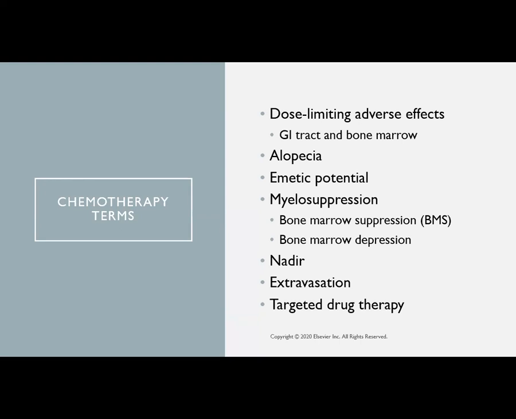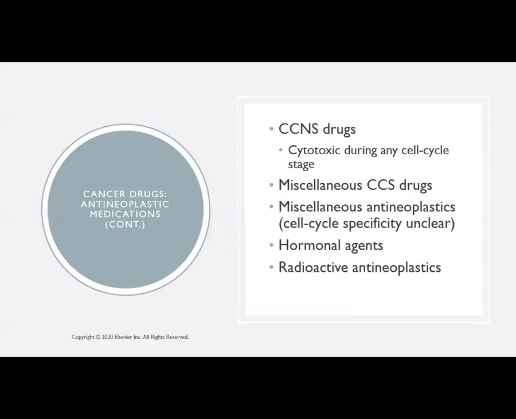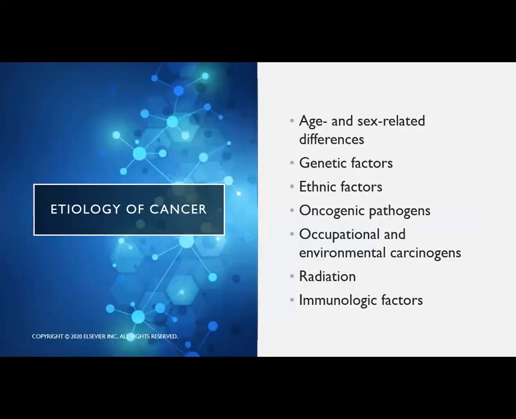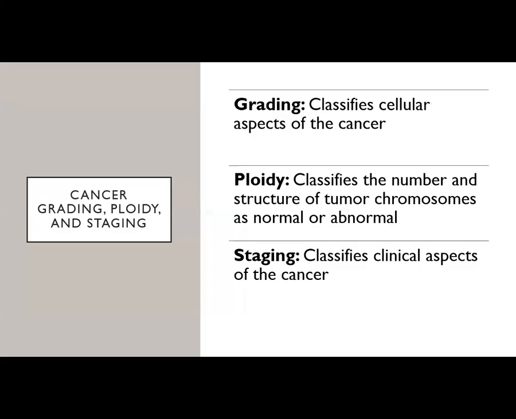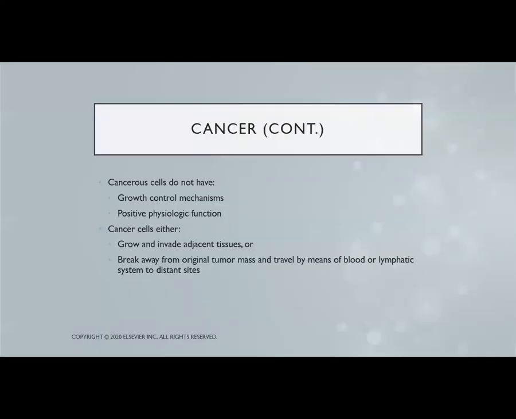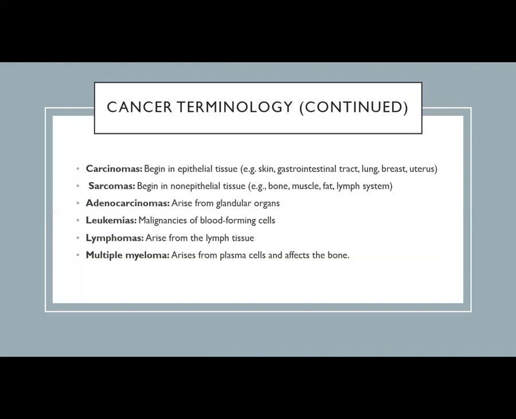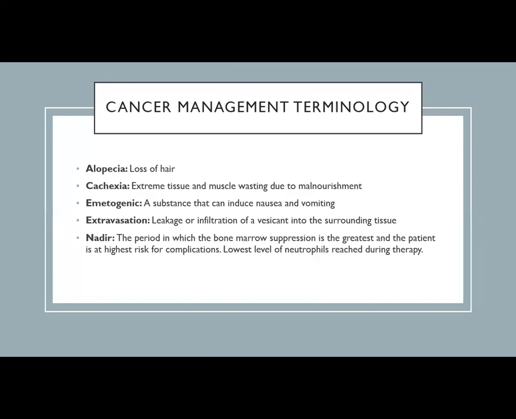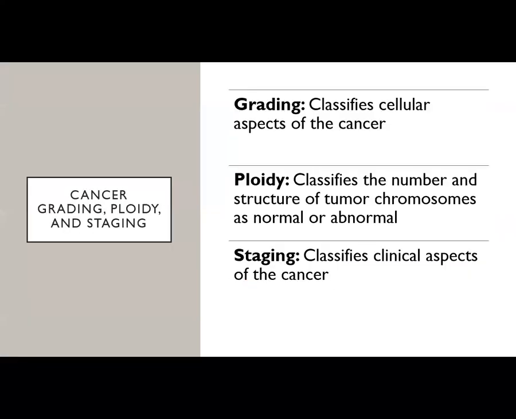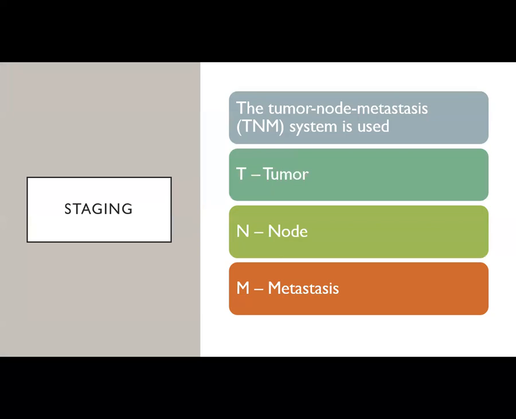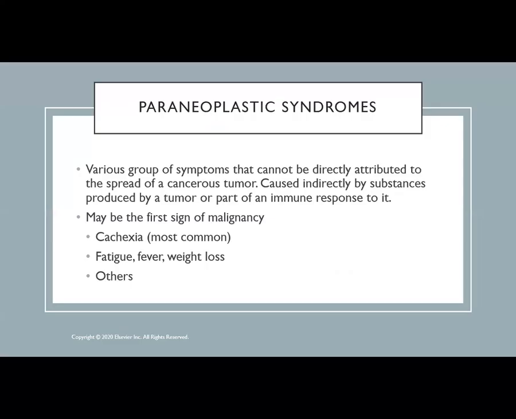Nadir, remember when we looked back, that's the lowest amount of neutrophils. Let me pull it back here. I skipped it. Okay, nadir: the period in which the bone marrow suppression is the greatest and the patient is at highest risk for complication, the lowest level of neutrophils reached during therapy. So this is basically when your patient is at the highest risk to develop infection because they've got the lowest level of neutrophils.